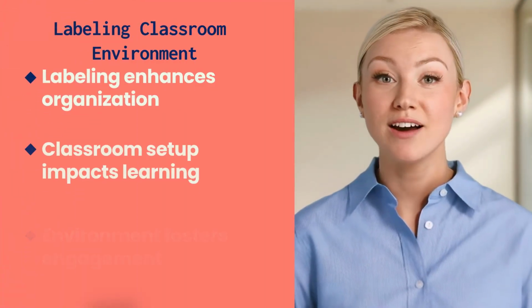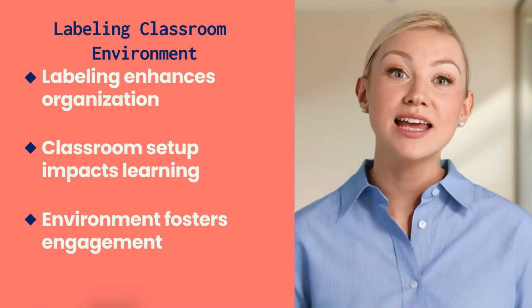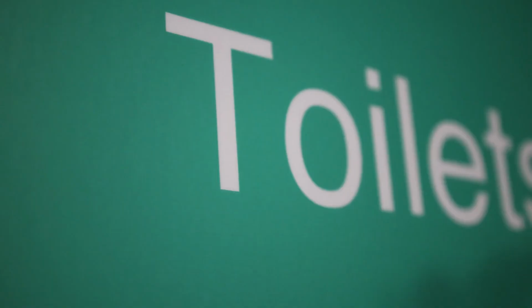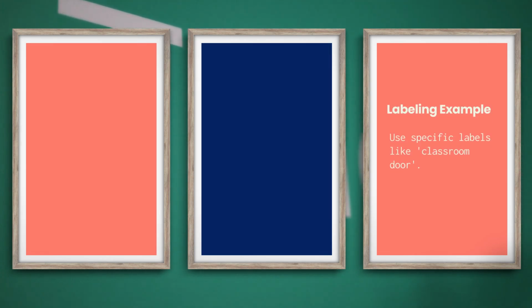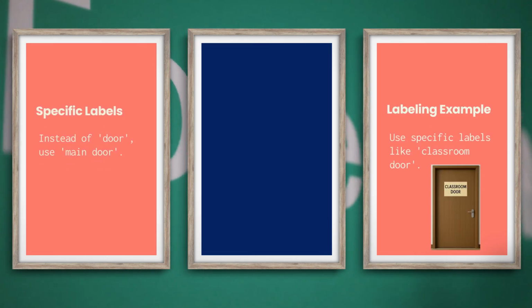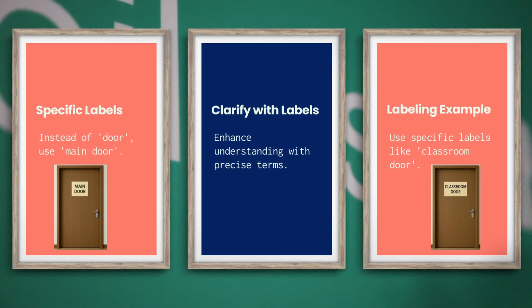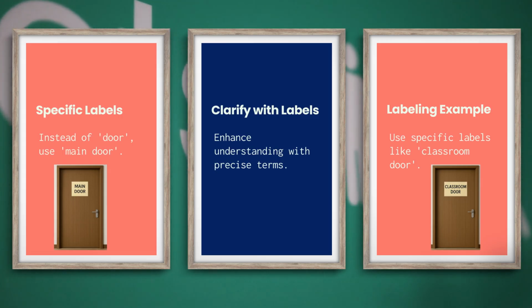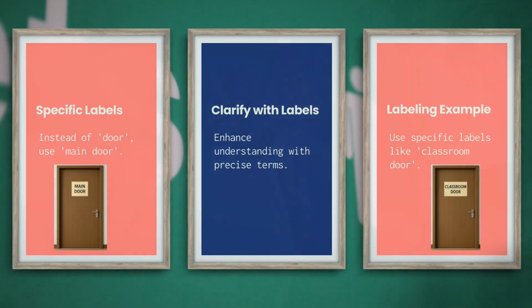Labeling classroom environment enhances organization, impacts learning, and fosters engagement. For example, instead of just door, label it as classroom door or main door. Using labels while teaching vocabulary to English language learners enhances understanding with precise terms.